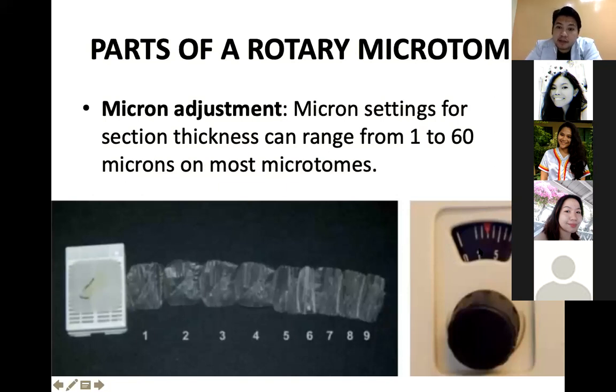So, this is the micron viewer. The micron adjustment knob is at the back of our rotary microtome. Here you can adjust how thick your sections will be. This is usually set at 0.5 to 1 micron, since the usual thickness is 4 to 6 microns.